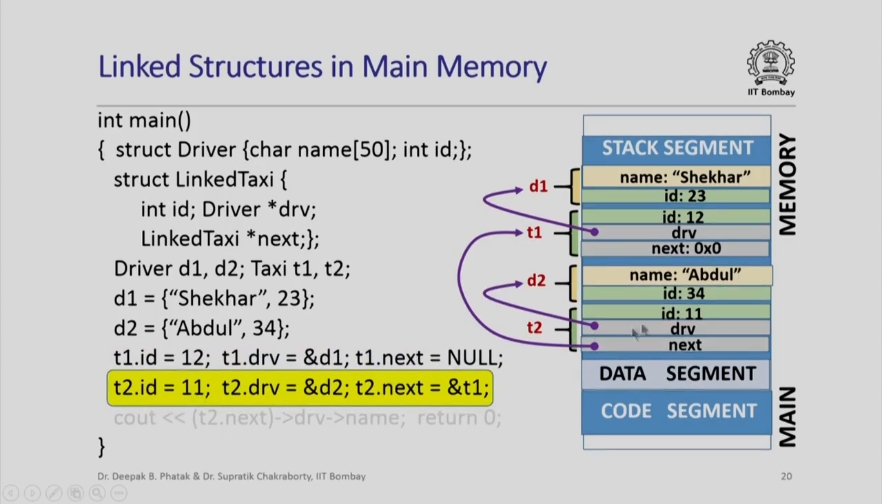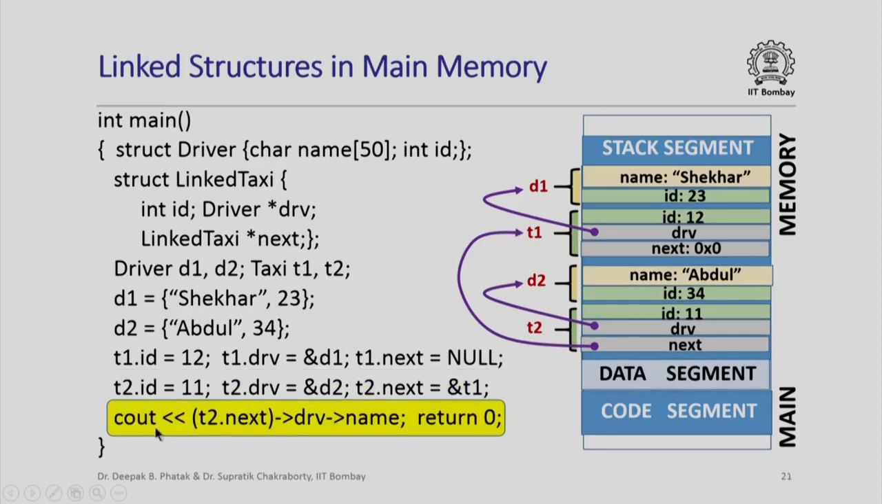What about the next sequence of assignment statements? T2.id is assigned 11, so 11 is copied here. T2.drv is assigned the address of D2, so T2.drv starts pointing to the variable D2, and T2.next is assigned the address of T1. So the member next of the variable T2 now starts pointing to the variable T1. So you see that here I have T1 and T2, both of which are variables of the same type, and a member of T2 named next is actually pointing to T1. So this is how a linked structure can be created in main memory.